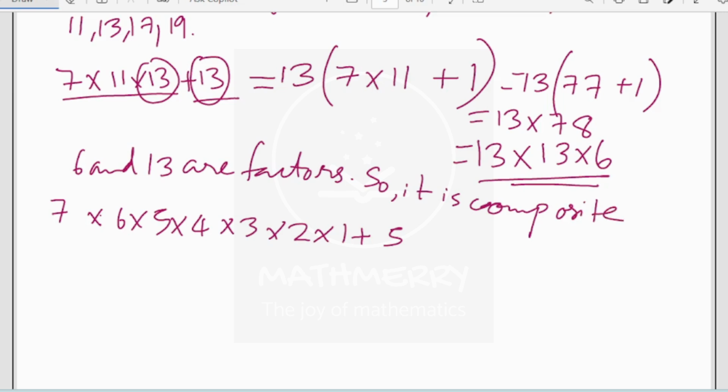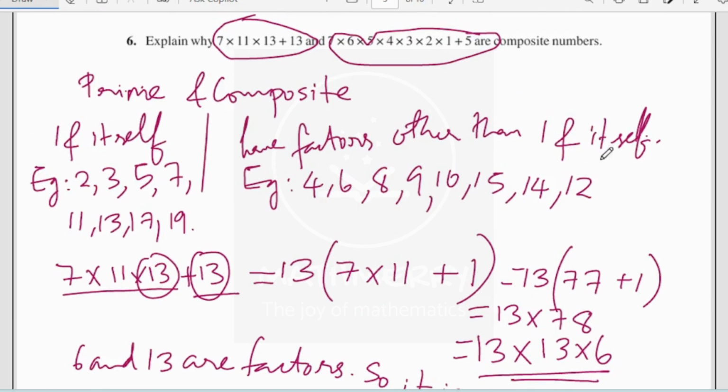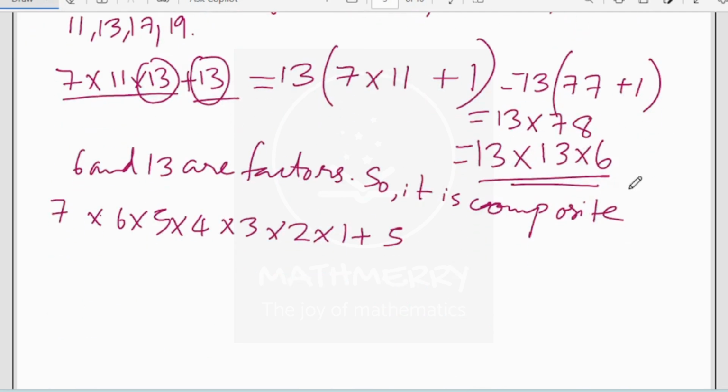In composite numbers we have other factors other than 1 and itself. So here also we can say that there are other factors than 1 and itself. So this first part is composite. Now we are checking the second one. This expression also has 5 here and 5 here. We can do the same as the previous one. We are taking 5 outside.